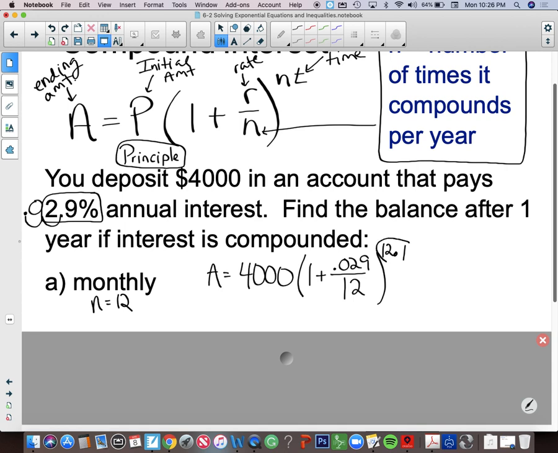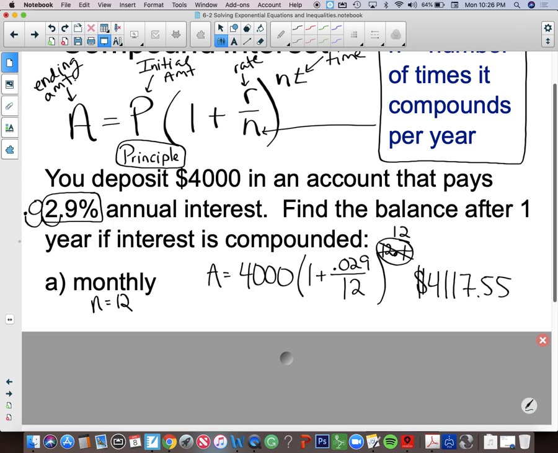What you want to do first is this. You don't even need to plug that in your calculator. 12 times 1 is just 12, so I'm going to take it to the 12th power. Now you should be able to just plug it in as you see it. So 4,000, use your parenthesis button if you've got it, and then 1 plus 0.029 divided by 12. Fractions are the same as division. And then take all of that to the 12th power. You should get $4,117.55.